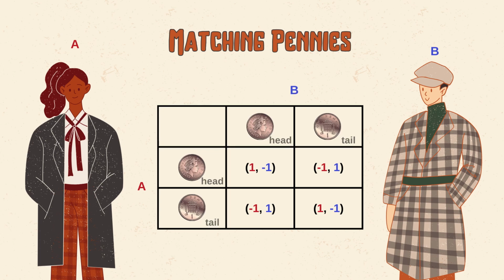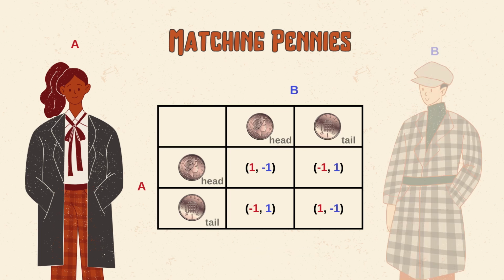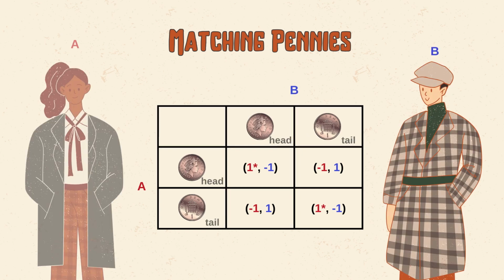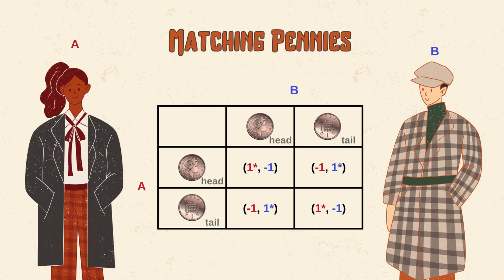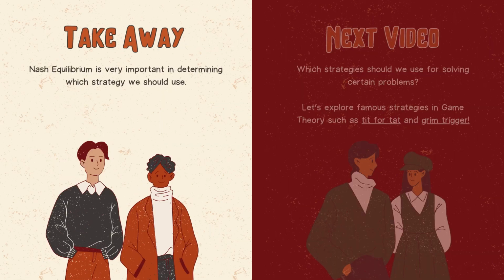In this game, there is no pure Nash equilibrium, because there is no combination of strategies that is a mutual best response. For A, the best response to B choosing heads is to choose tails, and vice versa. For B, the best response to A choosing heads is to choose tails, and vice versa. To solve this problem, we need to use a mixed strategy, which we'll cover in a future episode.